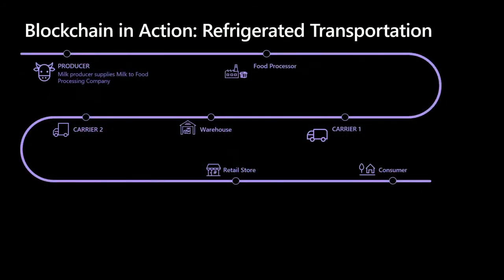So we looked at a scenario where we encoded on a blockchain a refrigerated transport case. So this is what the chain looks like. You've got a food processor who turns that milk from the dairy farmer into homogenized milk or yogurt or whatever. Then a transport carrier takes it to a warehouse. Another transport carrier then delivers it to a store, Fred Meyer or QFC or name your favorite store. And then eventually it goes home to you.